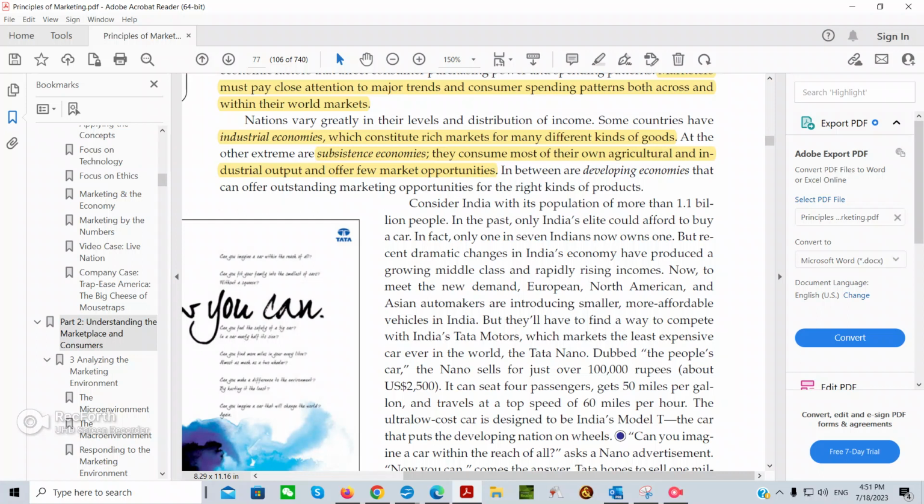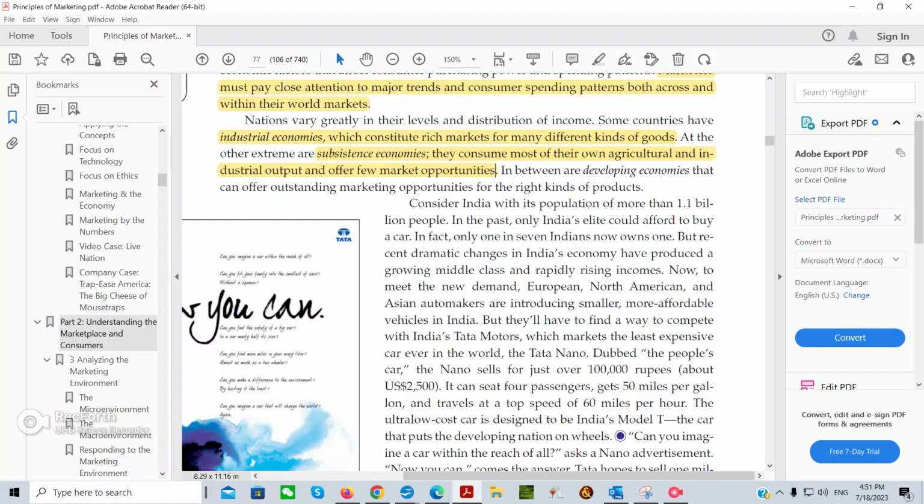But recent dramatic changes in India's economy have produced a growing middle class and rapidly rising incomes. Now, to meet the new demand, European, North American, and Asian automakers are introducing smaller, more affordable vehicles in India. But they'll have to find a way to compete with India's Tata Motors, which markets the least expensive car ever in the world, the Tata Nano, dubbed the people's car.